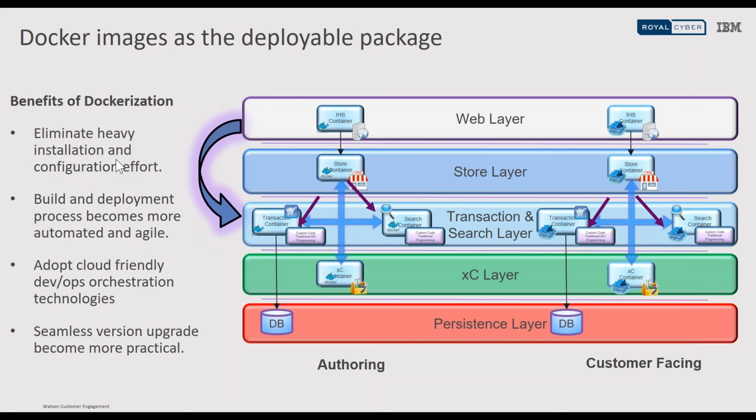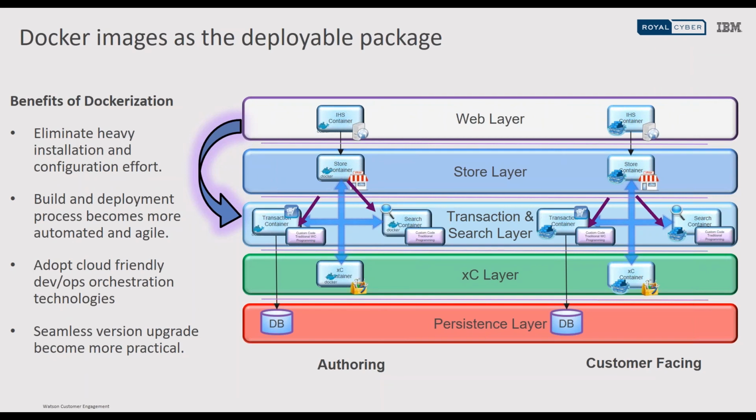So in terms of Docker images to be used as deployable packages, this is how it will flow. And the benefits that we already talked about: it eliminates the heavy installation and configuration effort. The build and deployment process becomes more automated and agile. So you can have your team members focus more on innovation rather than maintenance.